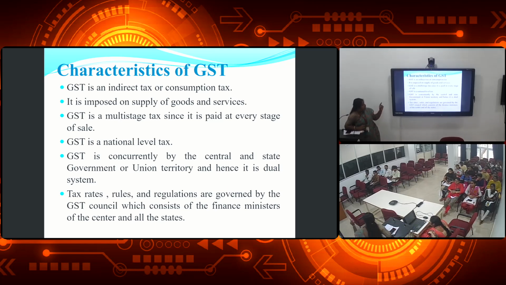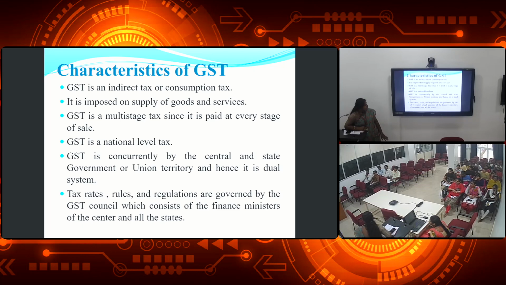Okay, next it is called multi-stage tax. GST is multi-stage. It is paid at every stage of sale, from the manufacturer to the wholesaler, to the retailer, to the final consumer. At each and every stage, each and every person pays taxes. That is why it is called multi-stage tax. Okay, so you people understand, multi-stage is nothing but it is paid in different stages by different people. They pay taxes at the stage of sale.